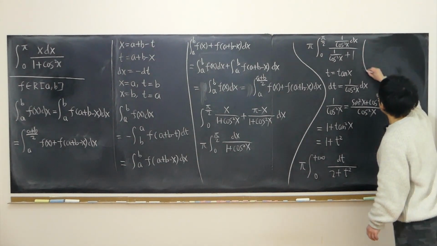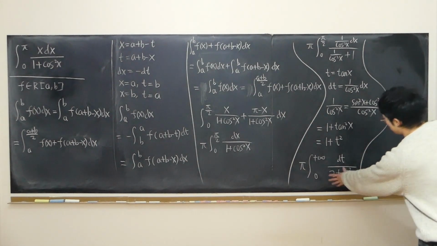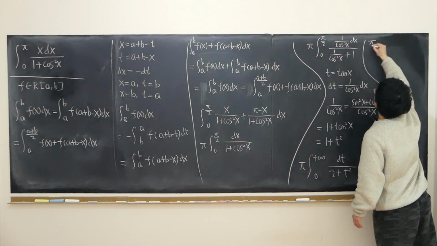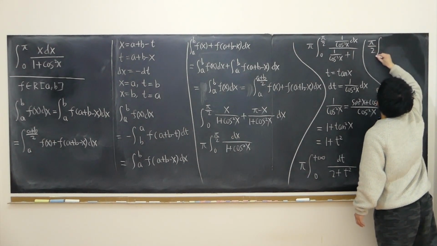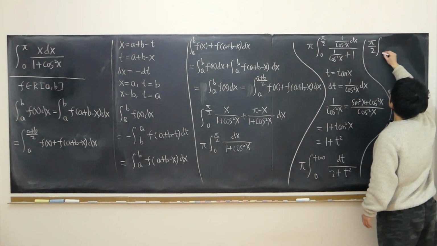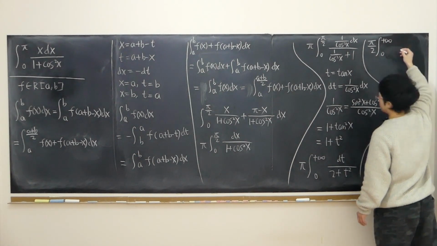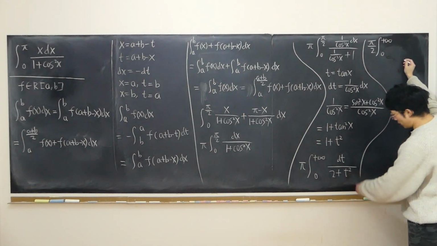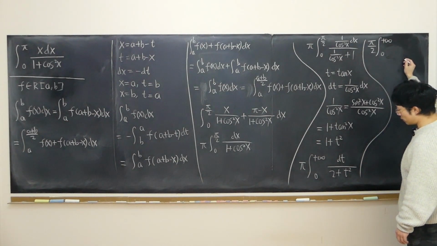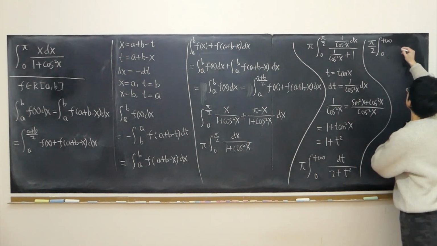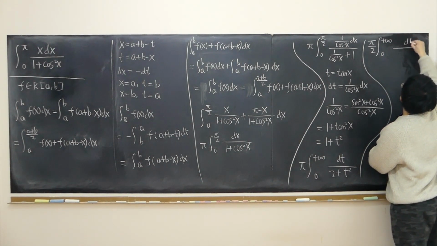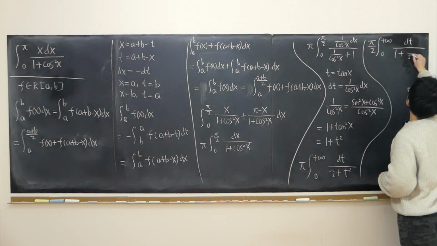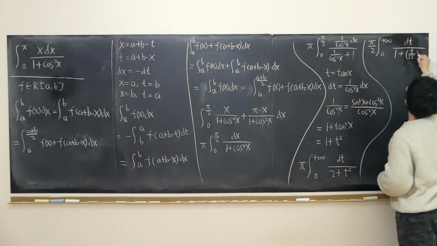And I can further rewrite my integral. Can first take out the 2. That is pi over 2, integral from 0 to positive infinity. There I have just 1 plus t squared over 2. That is 1 plus t over square root of 2, quantity squared.